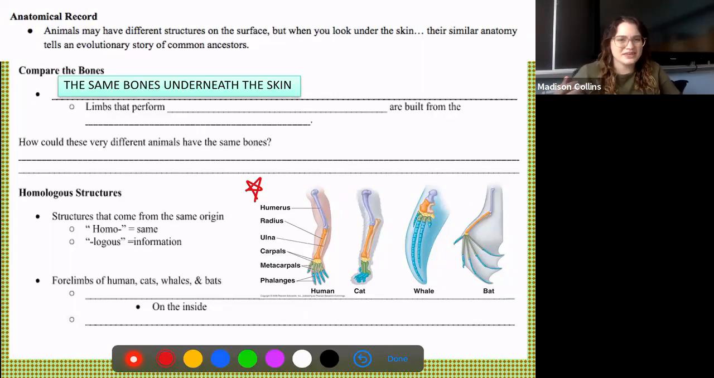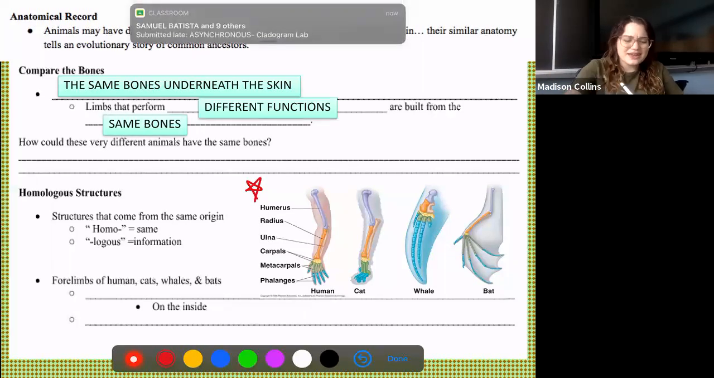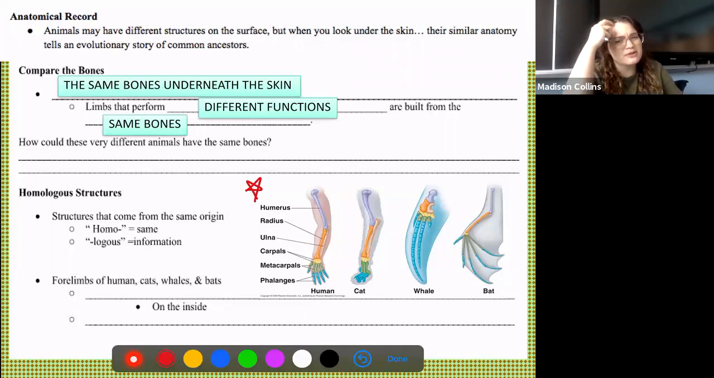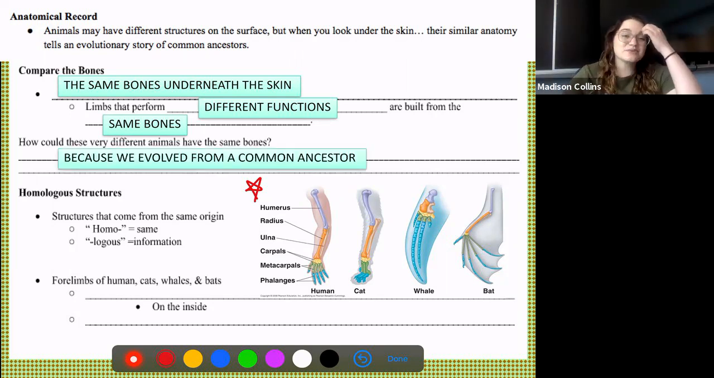So what does that mean? Well, that means that limbs that perform different functions are still built from the same bones. But again, how is this possible? How could these very different animals have the same bones? Well, think about what we've been talking about. Think about what this looks like on an evolutionary scale. This tells us that we evolved from a common ancestor. So all of these organisms at one point or another evolved from the same ancestor. That means we all have those same bones.